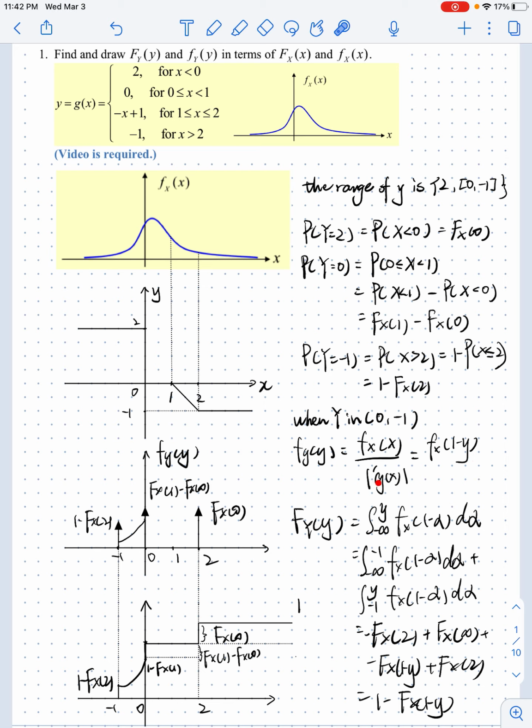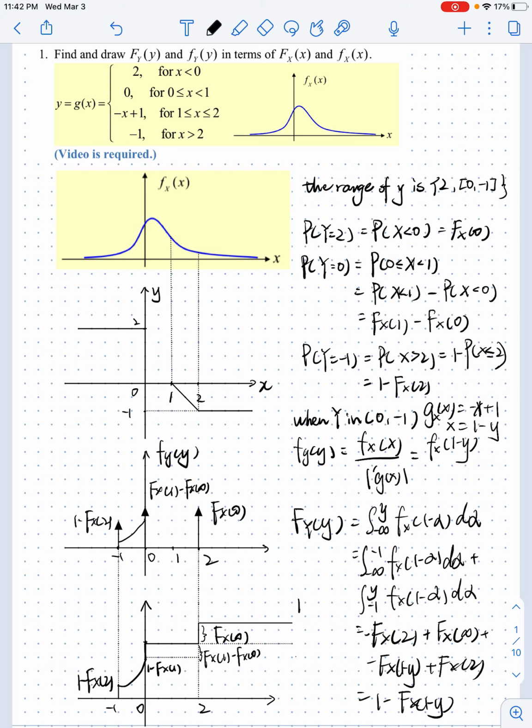Because when we do the derivation, fx is negative x plus 1, so x would be 1 minus y. That is, we can replace x with 1 minus y, and then the derivative would be 1, so the result would be fx(1 minus y).